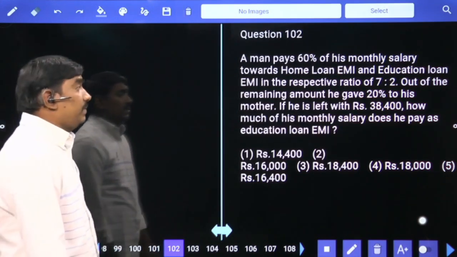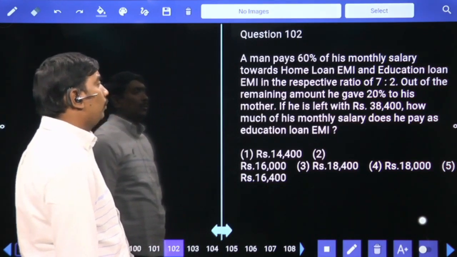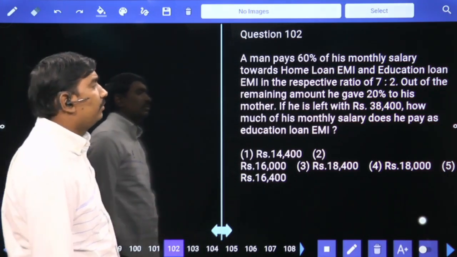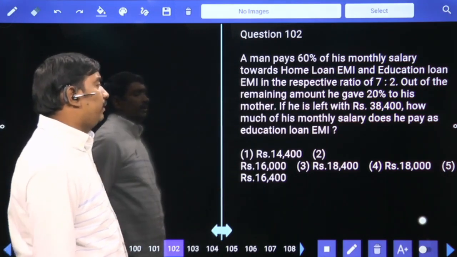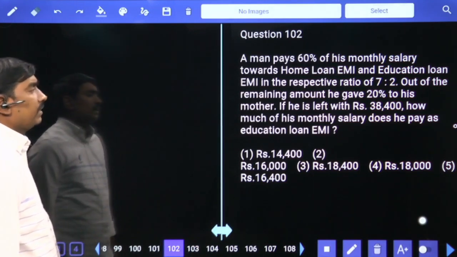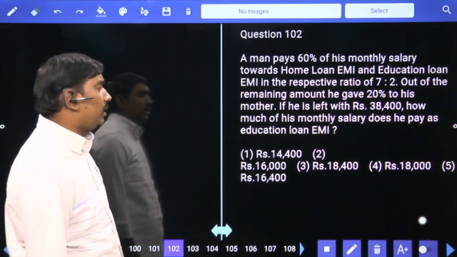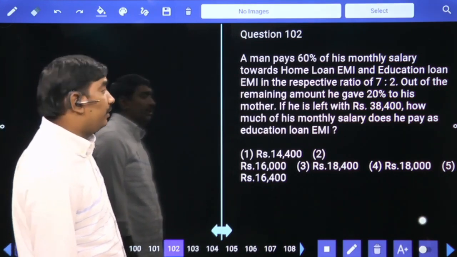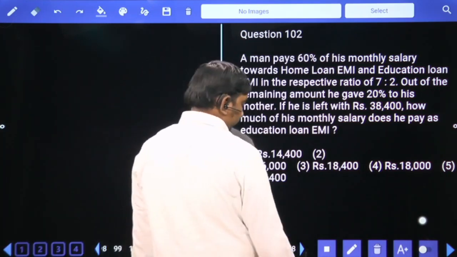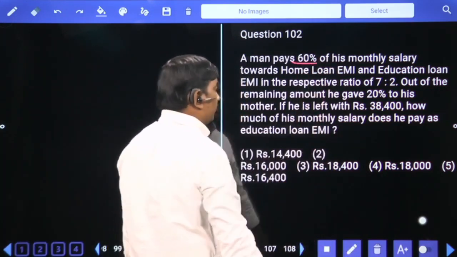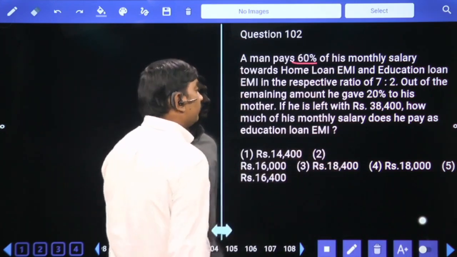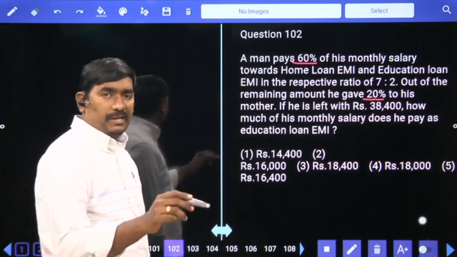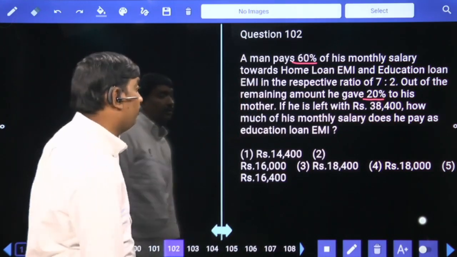A man pays 60% of his monthly salary towards home loan EMI and education loan EMI in the respective ratio of 7:2. Out of the remaining amount, he gave 20% to his mother. If he is left with 38,400, how much of his monthly salary does he pay as education loan EMI? Total 60% is over. Remaining 40. In that 40, 20% of 40 means 8% given to mother.